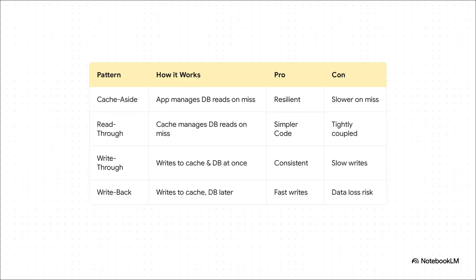Okay, now let's talk about writing data. With write-through, your app writes to the cache, and the cache immediately turns around and writes that same data to the database. It doesn't tell your app I'm done until the database is updated. Super safe, great for consistency, but a little slower.